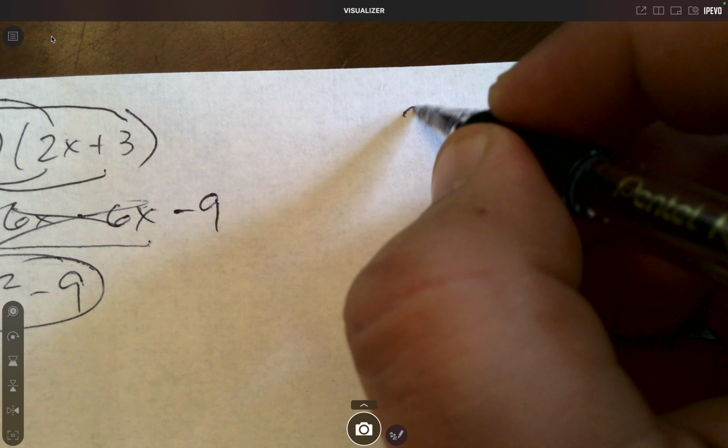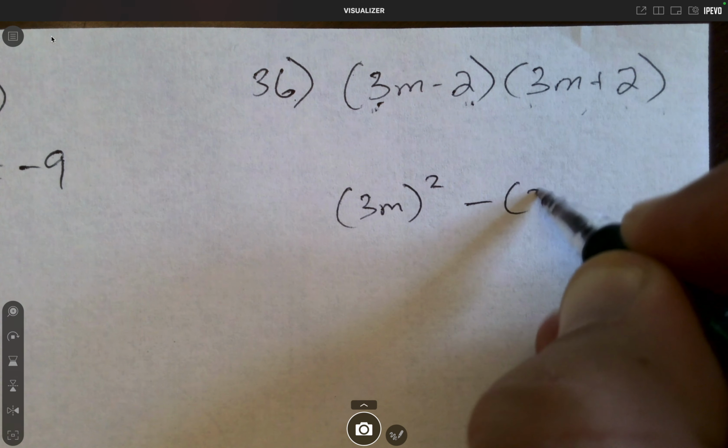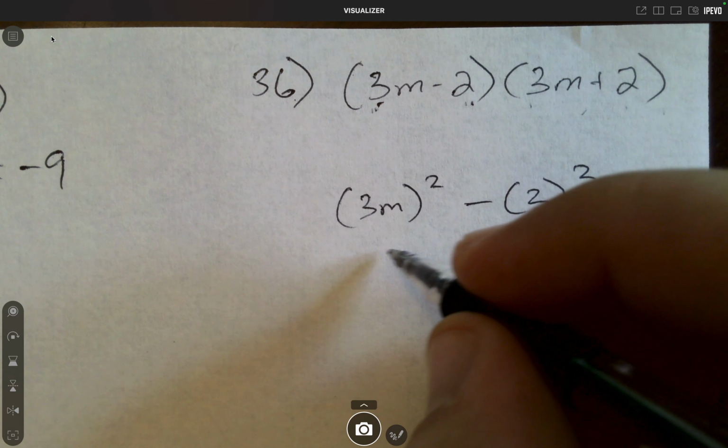Okay, we'll see something similar happen on 36. 3m minus 2, 3m plus 2. Now you can use the shortcut here if you remember it. Since it uses the same two terms, but one's negative, one's positive, what's going to happen is we have the first term squared minus the second term squared. So your final answer will be 9m squared minus 4.